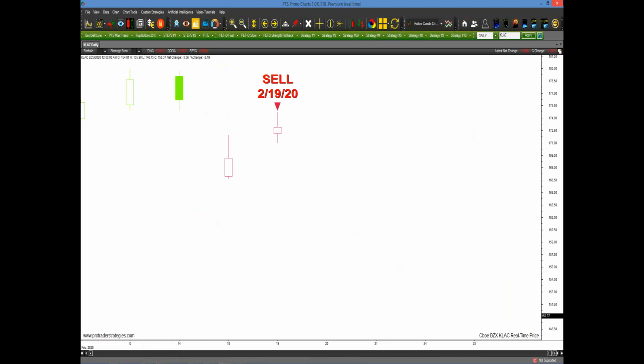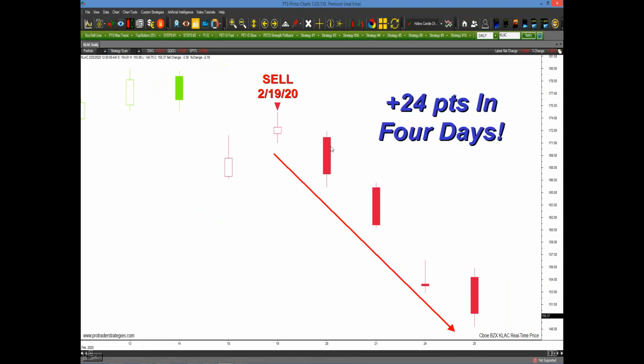How about something that happened within the last 3 or 4 days? This actually happened at the end of last week. We had a sell signal that you could have scanned for in KLAC. We had a 2-day bounce here. Here's the sell signal. You could have bought the puts, and the stock fell 24 points coming into yesterday.